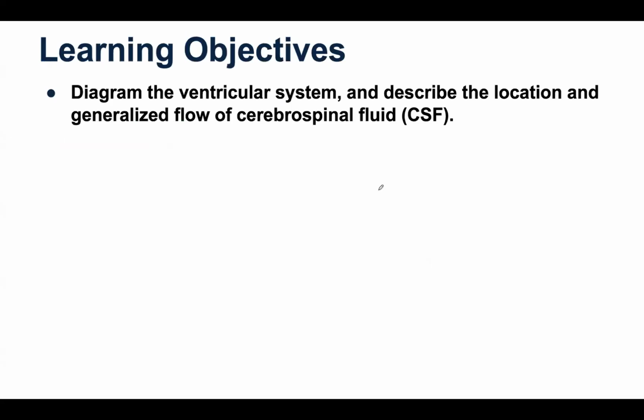So, after working through these concepts together, you should be able to diagram the ventricular system, with the order it goes in. And you should be able to do this yourself. So, we're going to build those skills, and then we will describe the location and generalized flow of cerebrospinal fluid, or CSF.